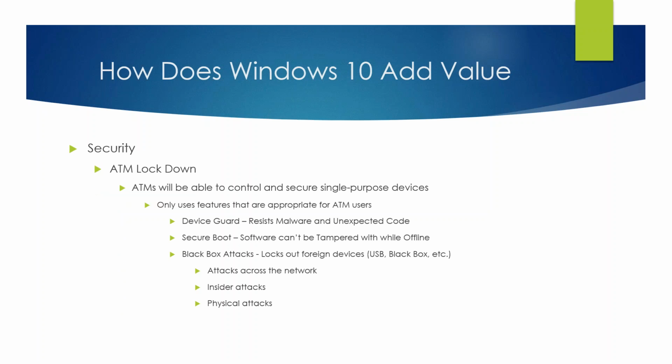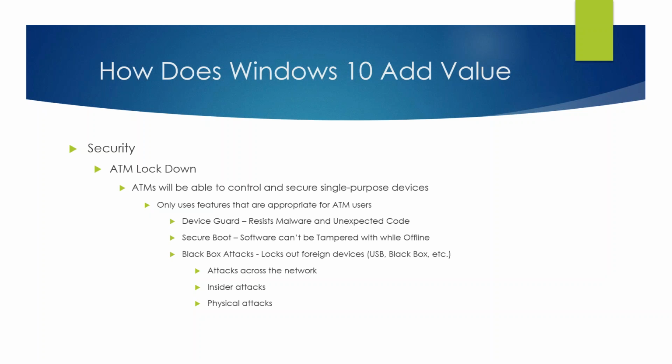Now, let's talk a little bit about the ATM lockdown, because there's a couple of elements that you can refer to. The security level on Windows 10 is touted as being quite secure, easily upgraded, and they promised to lock down things in a better way than Windows 7 was able to. ATMs will be able to control and secure single-purpose devices as well as multifunction devices, but only uses features that are appropriate for ATM users. It uses a feature called Device Guard, which resists malware and unexpected code being introduced to the PC core.